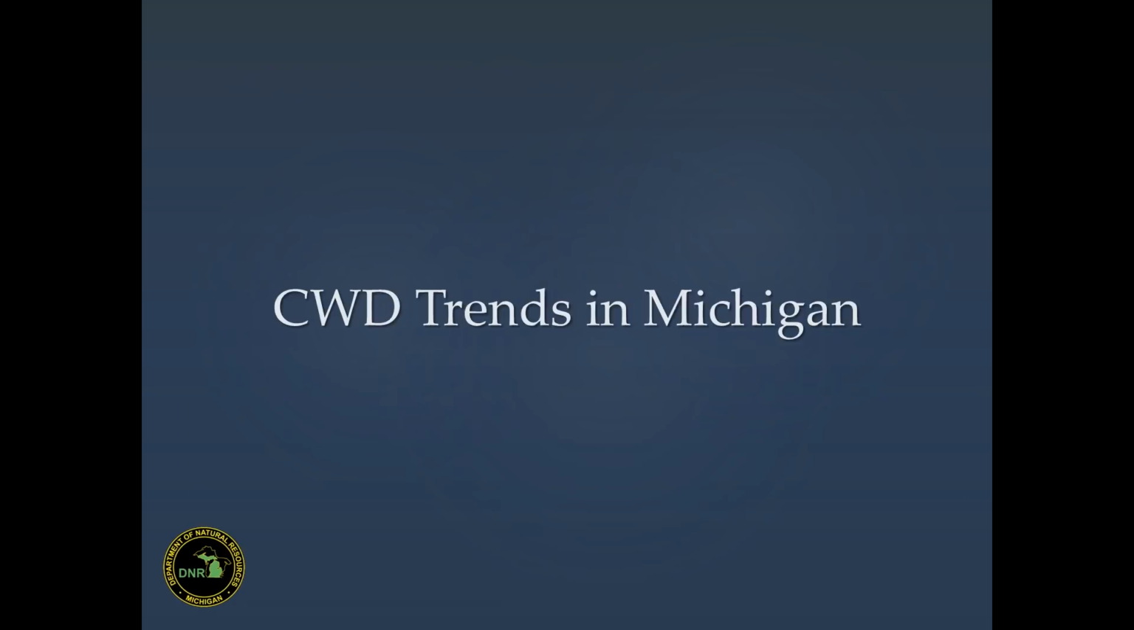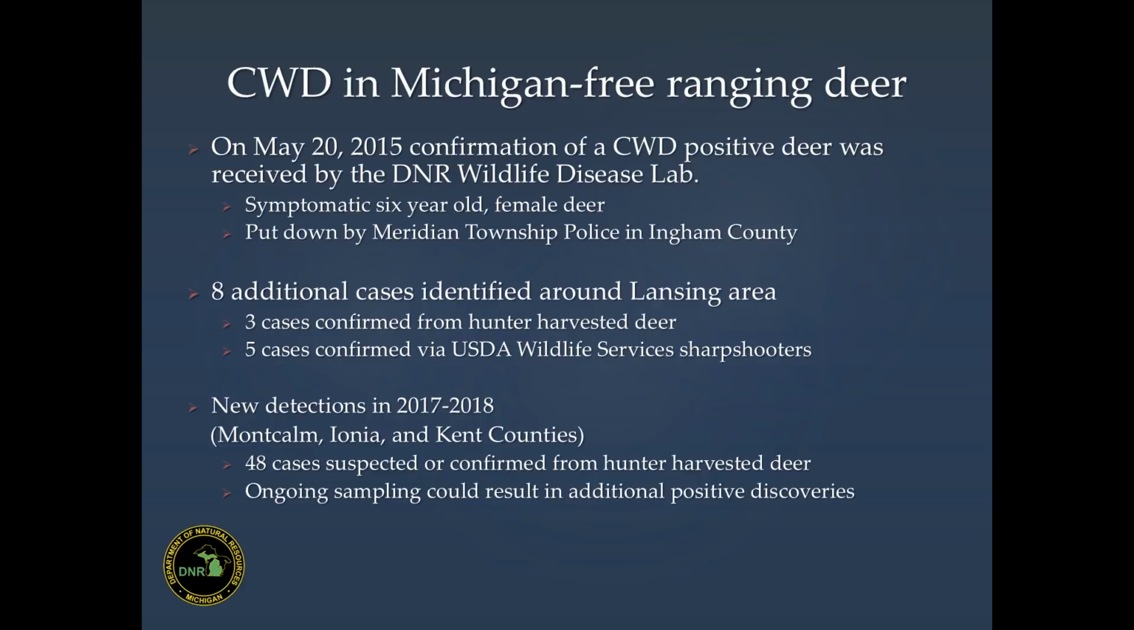So getting into Michigan, we first found chronic wasting disease in April of 2015, and it was confirmed in May, on May 20th, from an independent lab out in Iowa. And that was the first case of chronic wasting disease identified in a free-ranging deer in Michigan. It was a symptomatic 6-year-old female deer. So those pictures that you saw previously of the deer that looked like they were suffering from CWD, that were emaciated, not really aware of their surroundings, this animal looked like that.